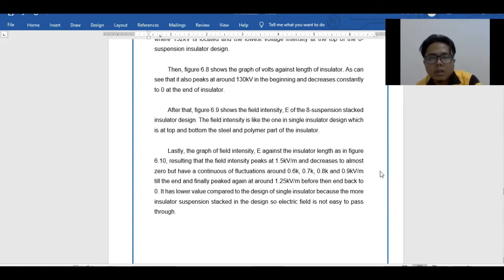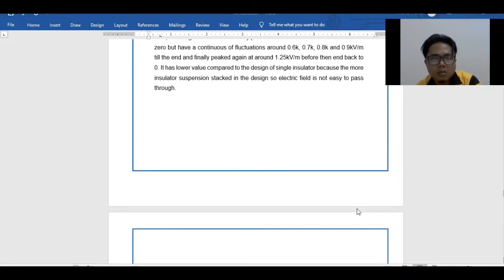Lastly, the graph of field intensity E against the insulator length, as in figure 6.10, shows that the field intensity peaks at 1.5 kV per m and decreases to almost zero, but has continuous fluctuation around 0.6, 0.7, 0.8 and 0.9 kV per m till the end, and finally peaks again at around 1.4 kV per m before going back to zero. It has the lowest value compared to the single design because there are more sheds in the design, so the electric field does not pass through easily.